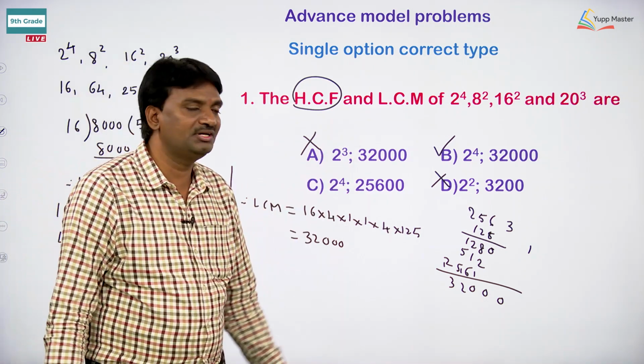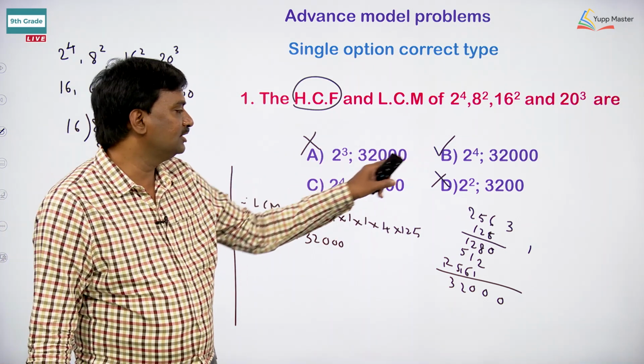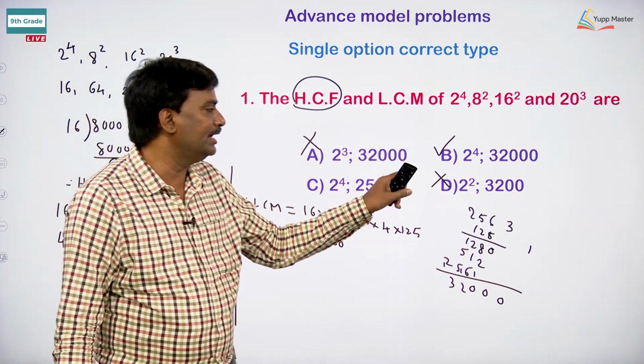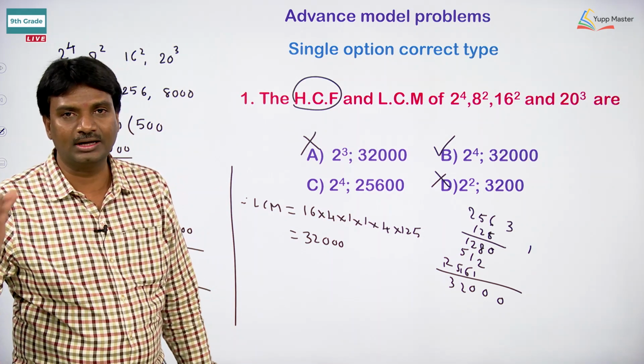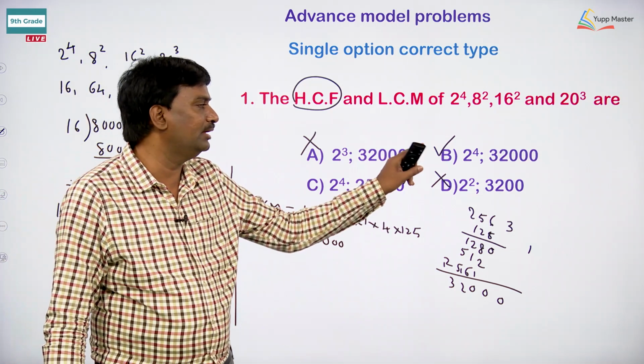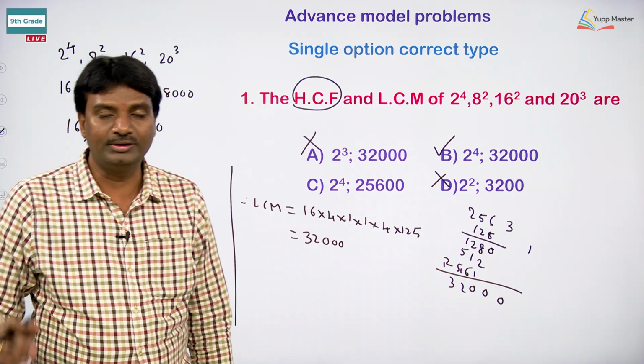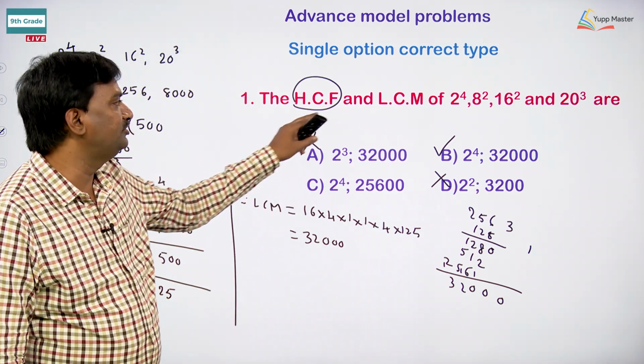By observing the options, we have 2 power 4 in options B and C. So that's why we can eliminate options A and D. So the correct option for the given problem may be either B or C. To get the correct option, we have to find the LCM also.